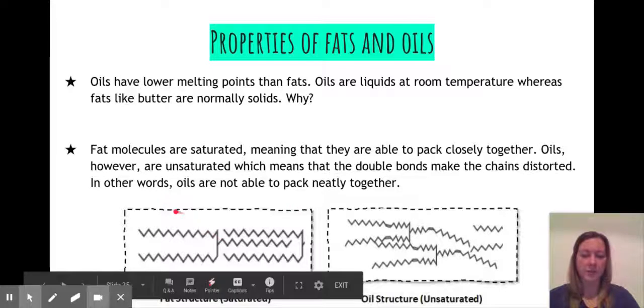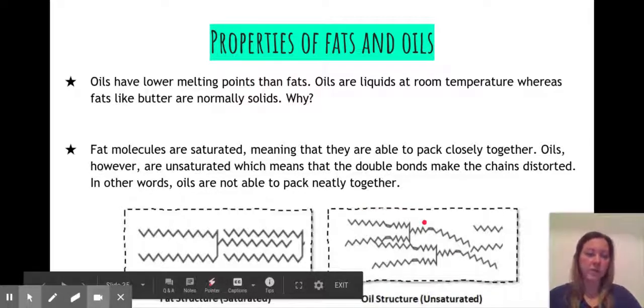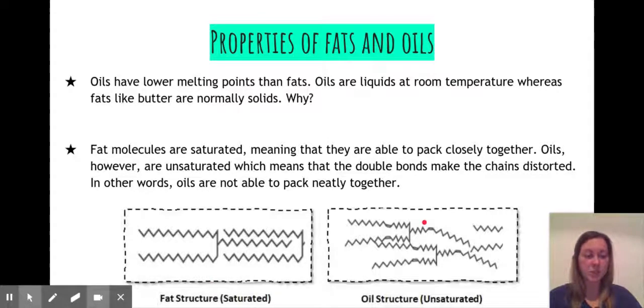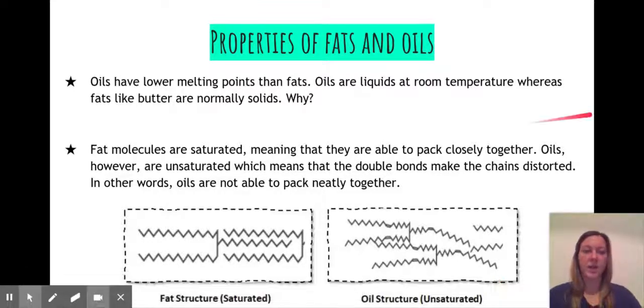They're all packed together. Oils, on the other hand, cannot pack together like this. Oils are unsaturated, which means they contain double bonds. They might not just contain 1 double bond, they contain 2, 3, 4. Remember, the chains are very, very long. So the double bonds make the chains distorted, and by that we mean they don't go in a nice straight line. They can go off at different angles. That makes it very, very difficult for the molecules to pack neatly together. And what this does is it affects the intermolecular forces.